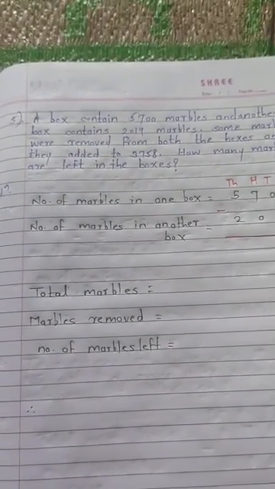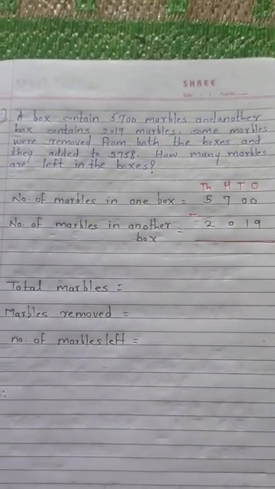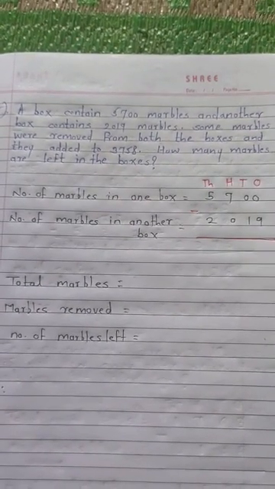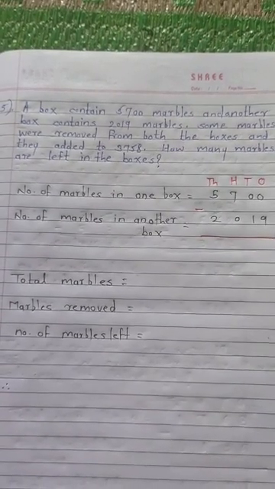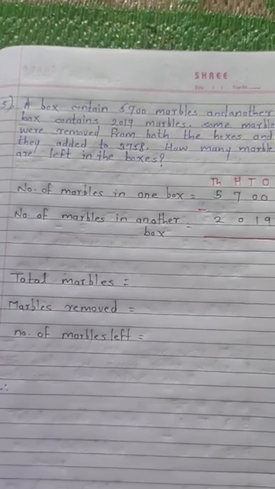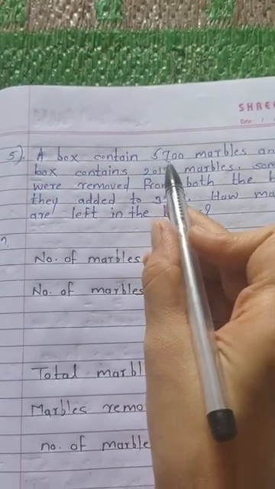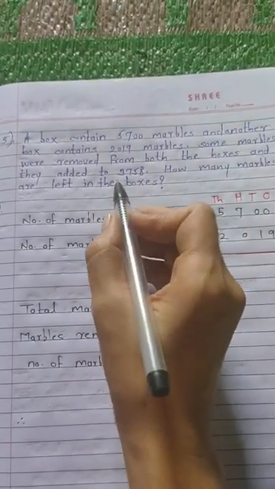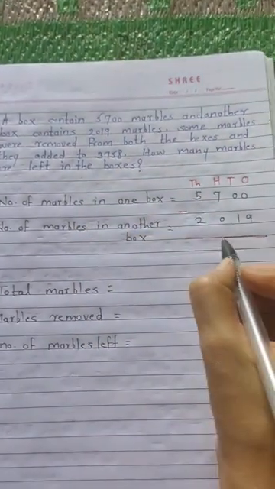Okay. Next, last sum, fifth sum: a box contains 5700 marbles and another box contains 2019 marbles. Some marbles were removed from both the boxes and they added to 3758. How many marbles are left in the boxes? So two boxes are there. One box contains 5700 marbles. So the number of marbles in one box is 5700. In the second box, that is another box, the number of marbles is 2019.